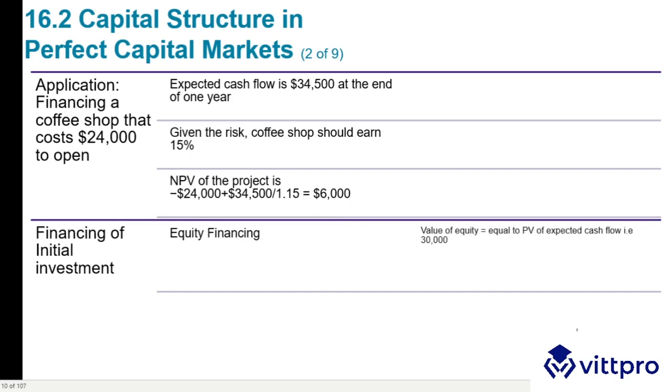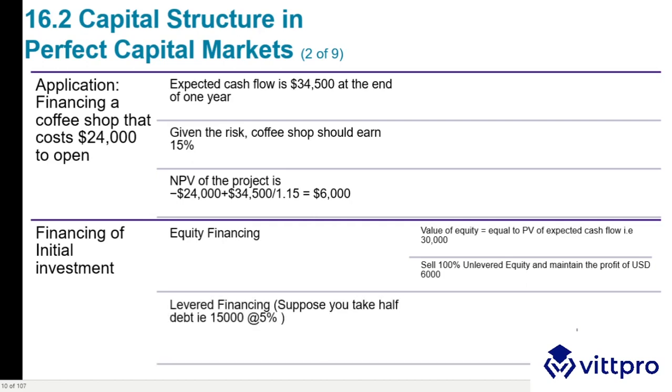If you finance by equity, the value of equity will be equal to the present value of future cash flow, right? Which is $30,000. So if you sell 100% of your equity for 30,000 now, and you invest 24,000 to set up the business, you make $6,000 net. You make it now already and you go home. You don't need to run the business. That's called the equity financing.